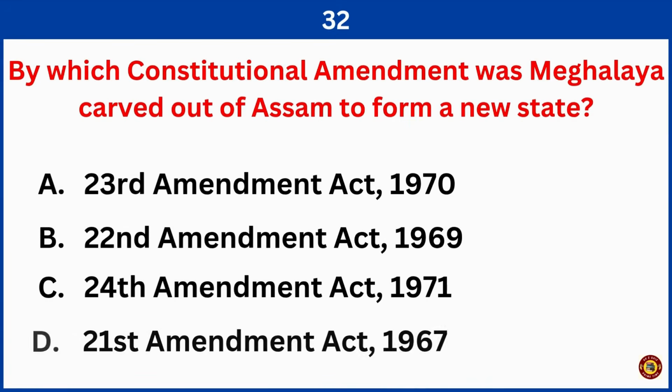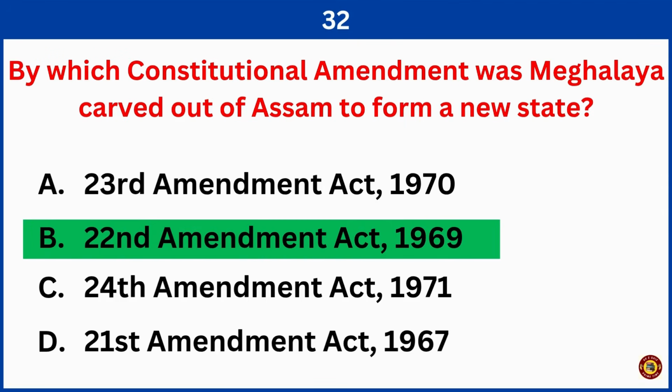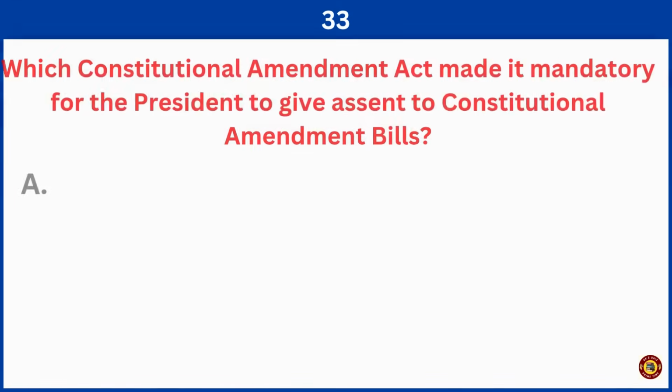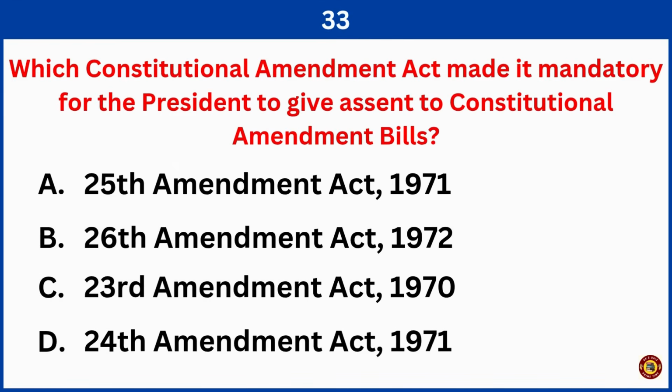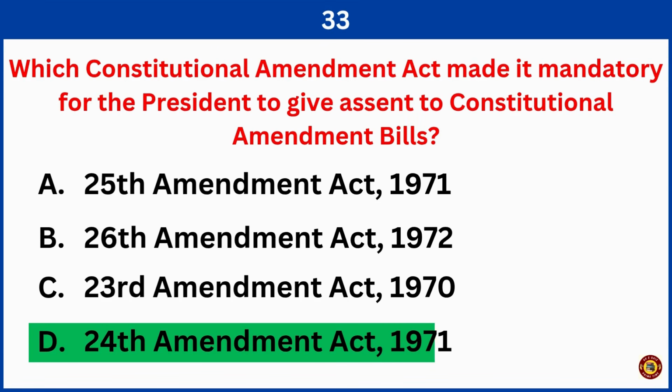By which constitutional amendment was Meghalaya carved out of Assam to form a new state? Right answer is option B, 22nd Amendment Act 1969. Which constitutional amendment act made it mandatory for the president to give assent to constitutional amendment bills? Right answer is option D, 24th Amendment Act 1971.